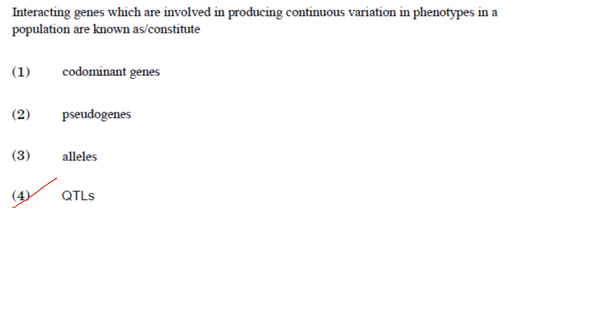Then next one. Interacting genes which are involved in producing continuous variation in phenotypes in a population are known as quantitative trait loci or QTLs. Then next one.